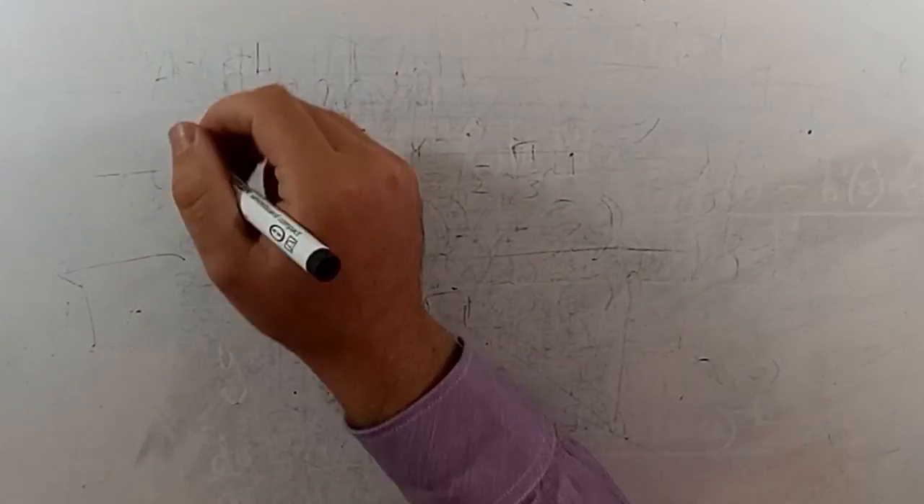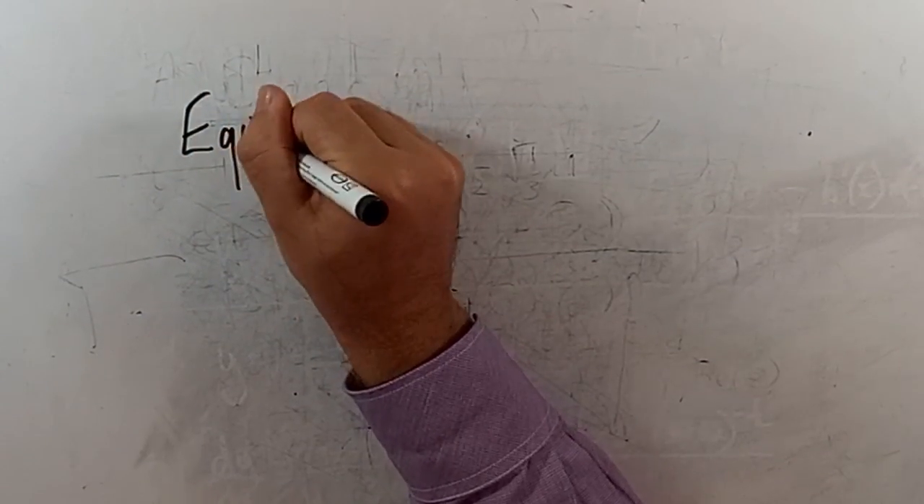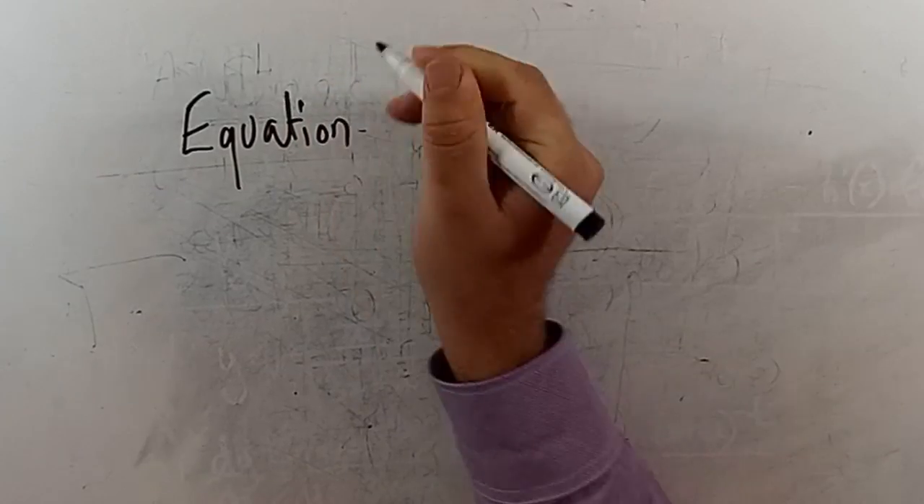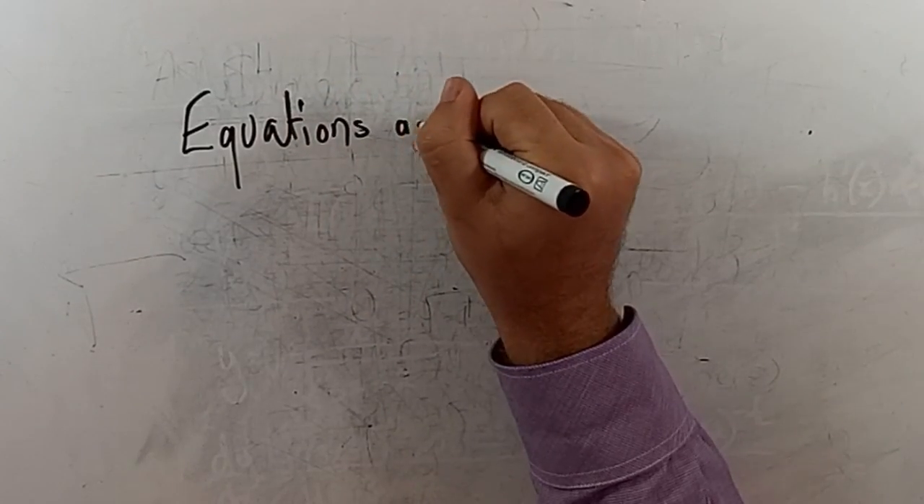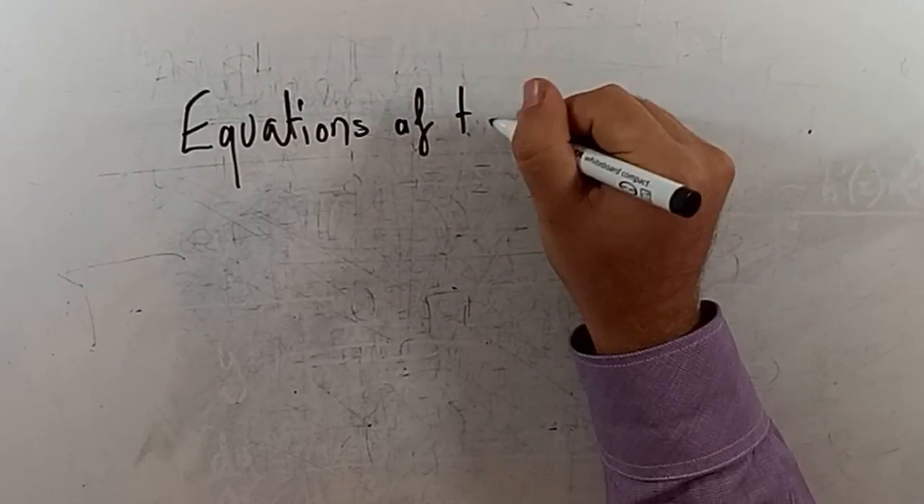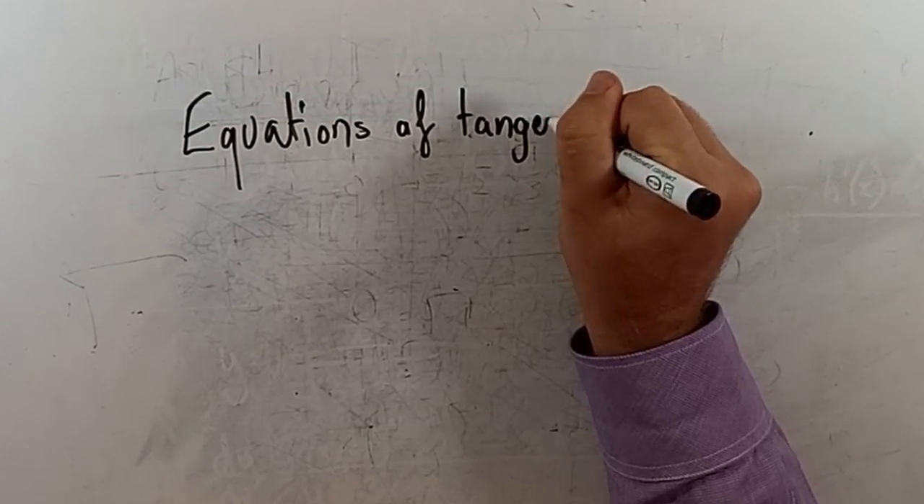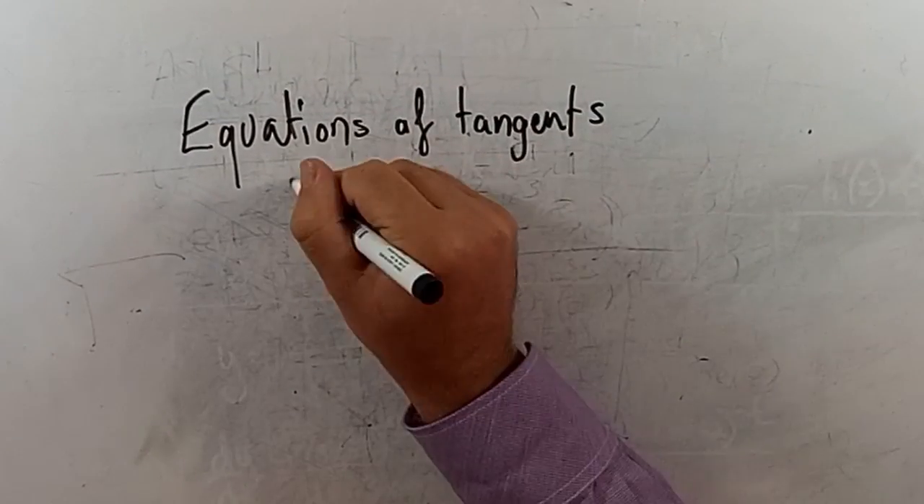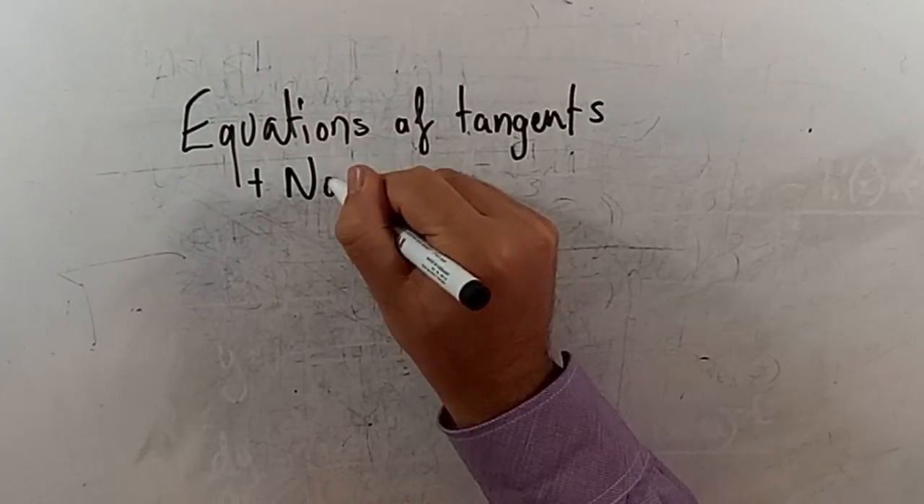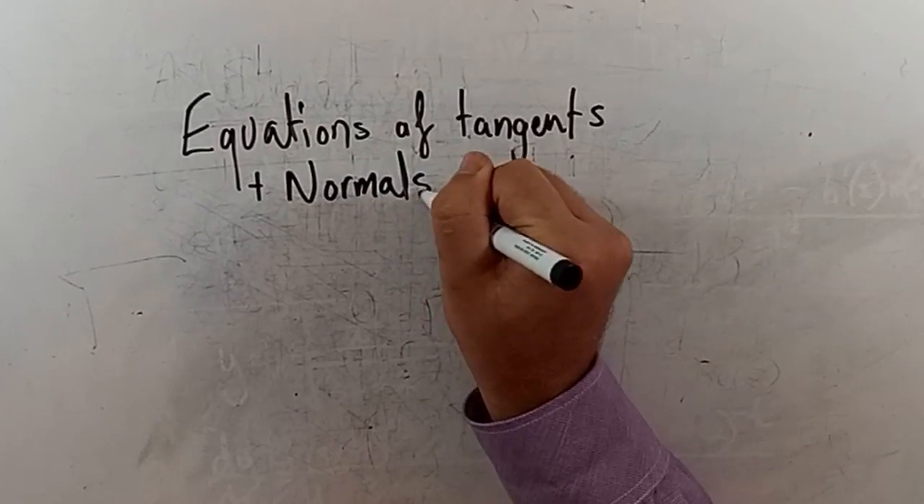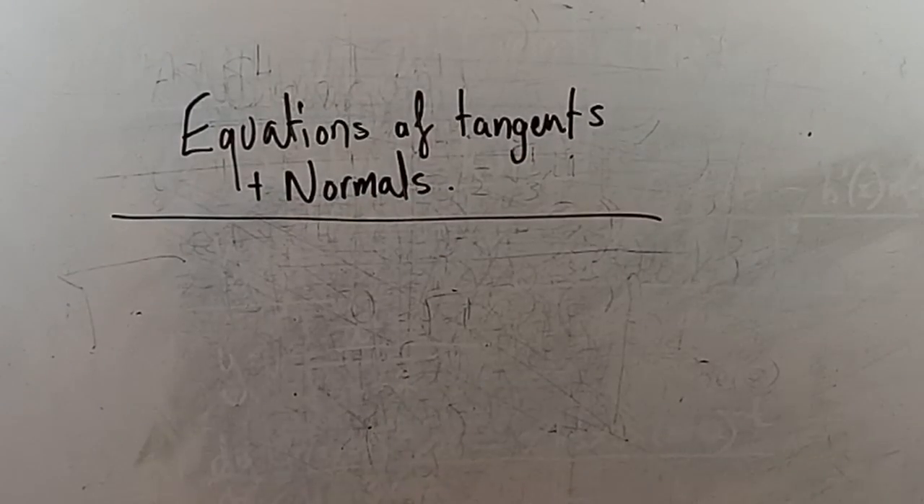Okay, today we're going to find the equations of tangents and normals. Equations of tangents, that's an O, and normals. Not plus normals, but and normals. You know what I mean. Okay, equations of tangents and normals. Let's start with a function.